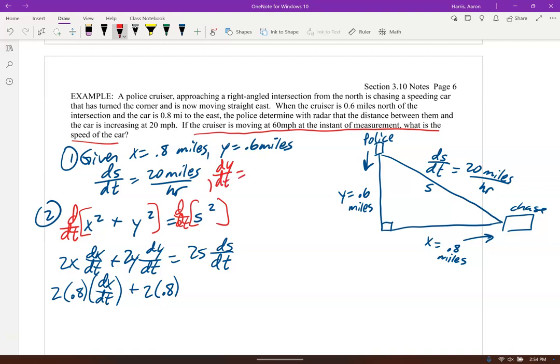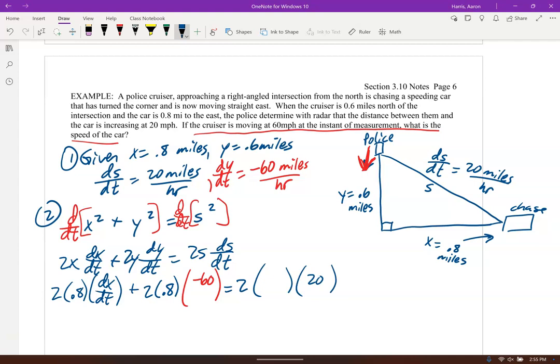And notice it's going in the southerly direction, so getting closer to the origin, so minus 60 miles per hour. So that'll go in right here for dy/dt, minus 60 miles per hour. Our s, we need to find our s as well, but our ds/dt was given as 20 miles per hour.